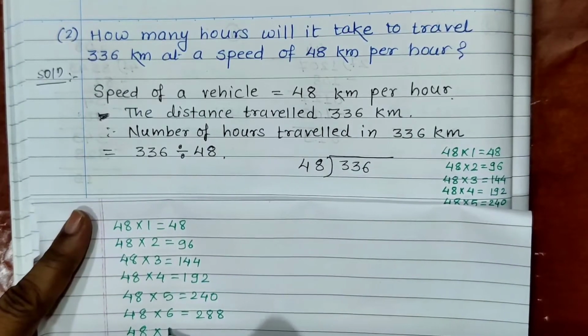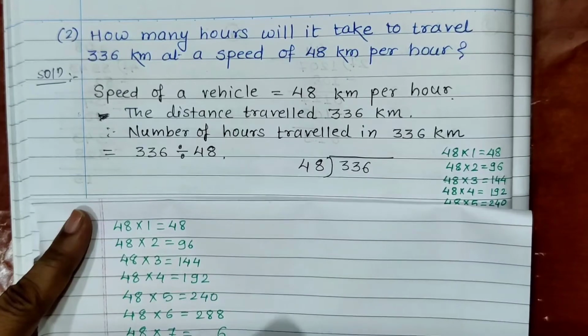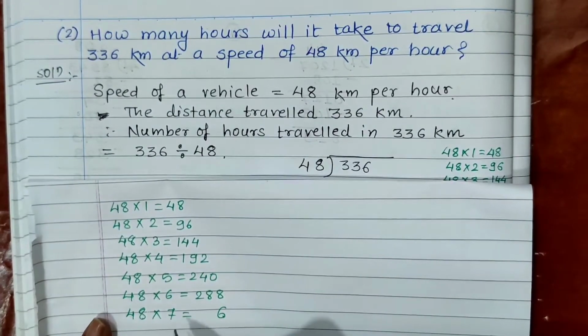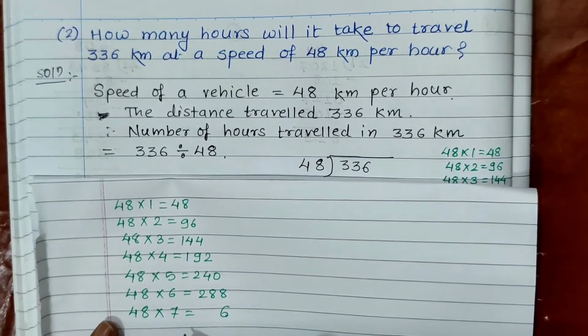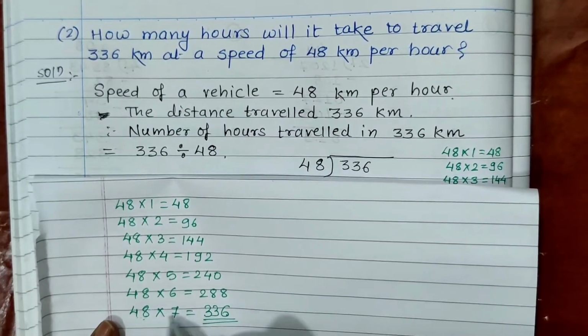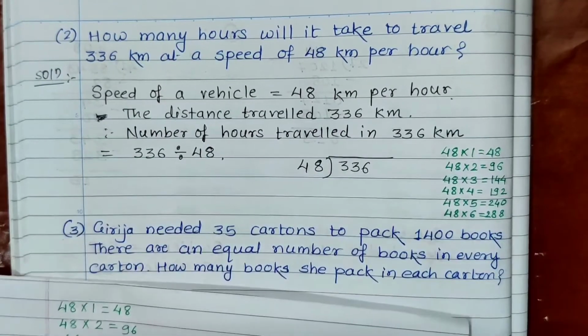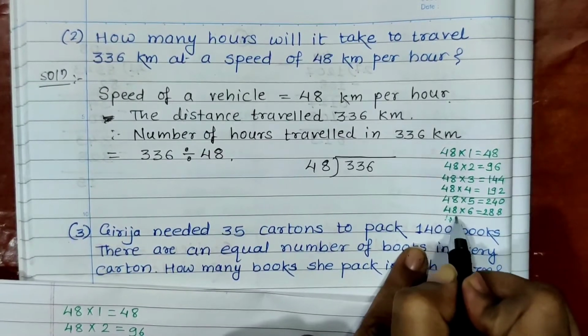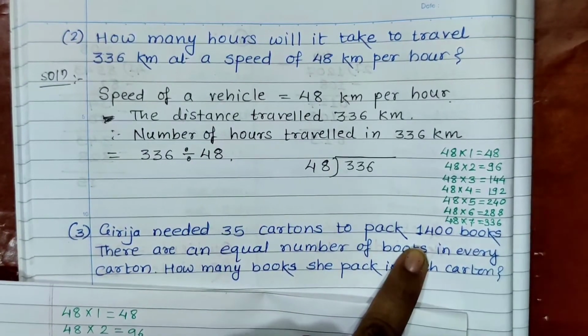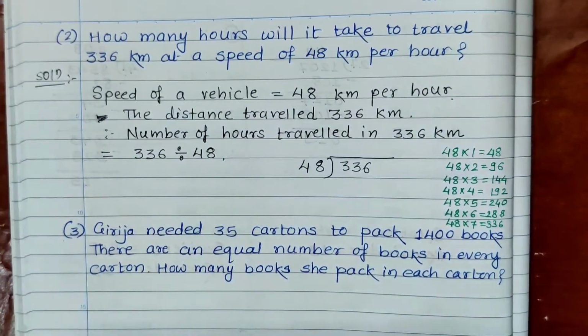48 sevens are 8 sevens are 56, 6 written, 5 carry. Okay, 7 fours are 28, 28 plus 5 is 33. So 48 sevens are 336. Here also I can write 48 sevens are 336. So I am getting the answer in the table.